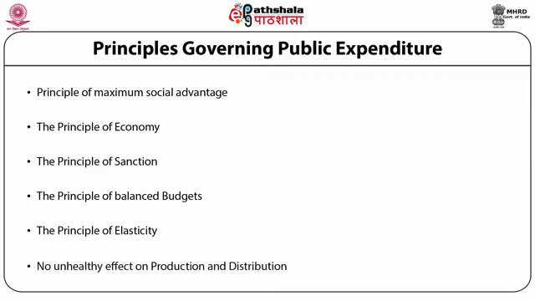Then, no unhealthy effect on production and distribution. The public expenditure should be such that it should not have adverse effect on production or distribution of the wealth. Public expenditure should rather provide impetus for production. It should strive for reducing the inequalities rather than concentrating wealth or income into the hands of few.